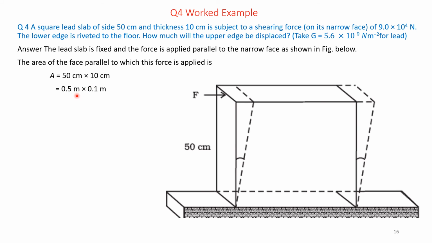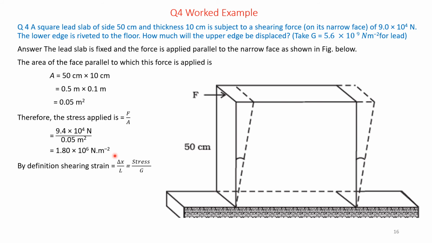That is equal to 0.5 meter into 0.1 meter, converting centimeter into meter. Both 50 centimeter is 0.5 meter and 10 centimeter is 0.1 meter. That is equal to 0.05 meter square. Therefore, stress applied is force per unit area, that is equal to 9 into 10 to the power of 4, the given force, divided by 0.05 meter square. That value simplifies to 1.8 into 10 to the power of 6 newtons per meter square.